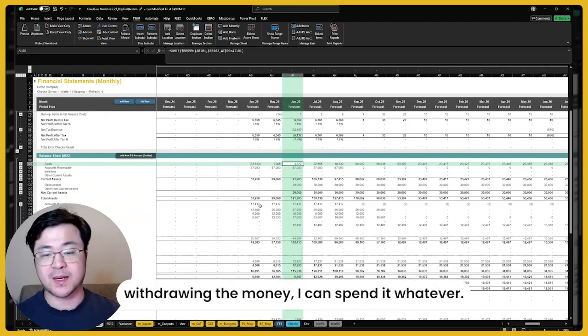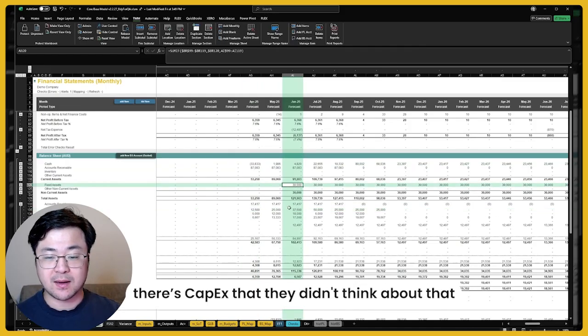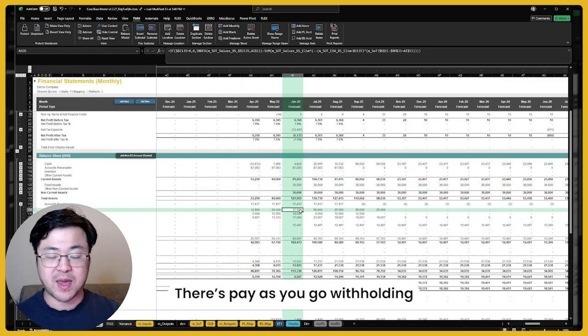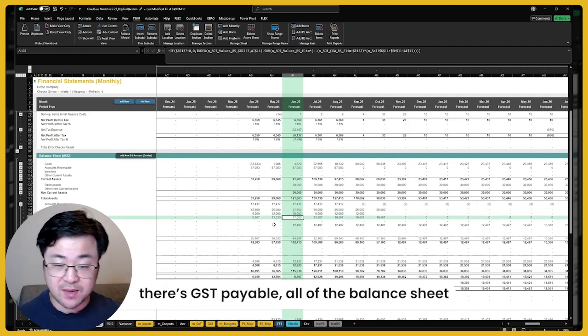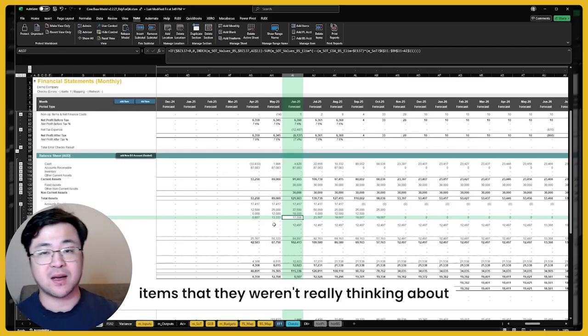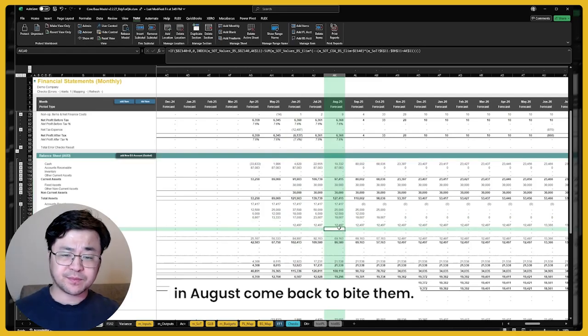I can draw the money. I can spend it, whatever. But lo and behold, there's capex that they didn't think about that they've made. There's pay-as-you-go withholding that they need to pay. There's super that needs to come out. There's GST payable. All of these balance sheet items that they weren't really thinking about, it's kind of in August come back to bite them.